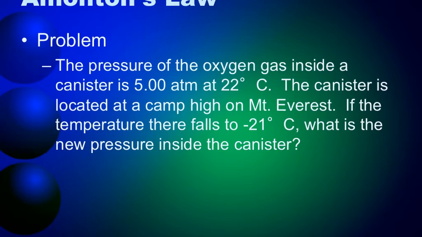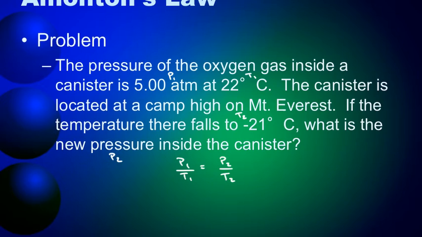Okay, and just like we've done before, it doesn't say use Amontons' law to solve this, but what I would do is sit here and label stuff. 5.00 atmospheres sounds like P1, 22 degrees Celsius sounds like T1, the canister is located at a camp high on Mount Everest, temperature falls to negative 21, that sounds like T2. What is the new pressure? P2. So just from that, I can see that I've got three of the four variables in Amontons' law, and I'm solving for the fourth. If you didn't know which law to use, label stuff and figure out which law you have three of the four pieces of. So we're going to solve this for P2.